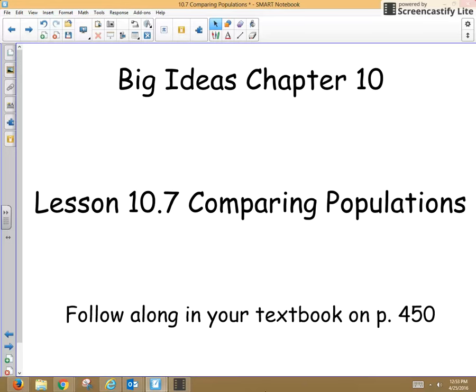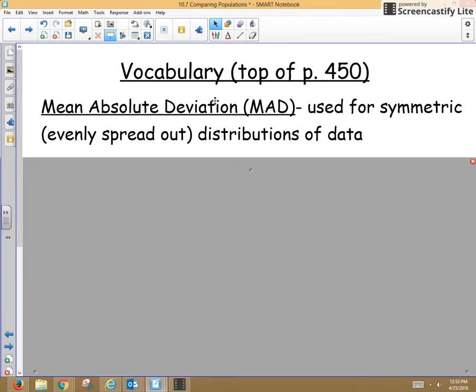Hello students, today we are covering lesson 10.7 on comparing populations, so follow along in your textbook on page 450, please. I would like you to copy down the vocabulary, and this is important because some of the vocabulary is not in your textbook, so I need you to make sure you copy this down.